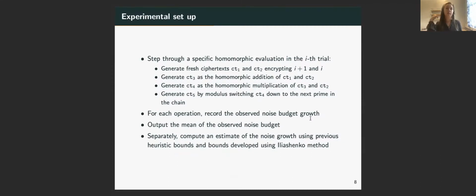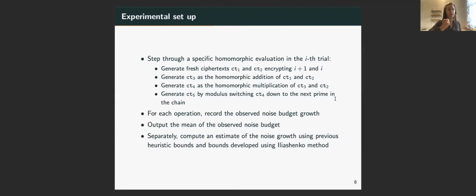And in the IVE trial, what we have is that we generate fresh ciphertext encrypting I+1 and I. And then we add them together, which gives us CT3. We then multiply them together, which gives us CT4. And finally, we do a modulus switching, which gives us CT5. And then for each operation, we record the observed noise budget growth, and then we output the mean of the observed noise budget.